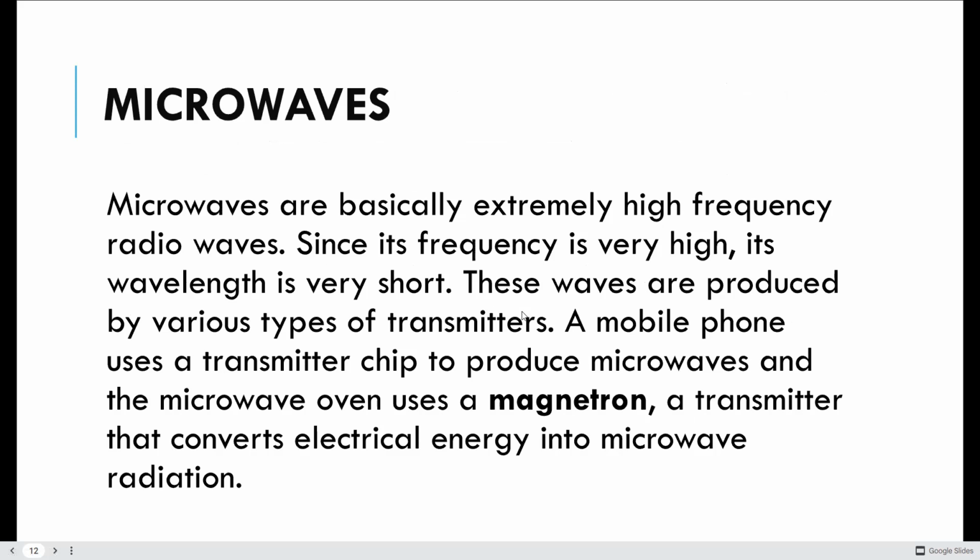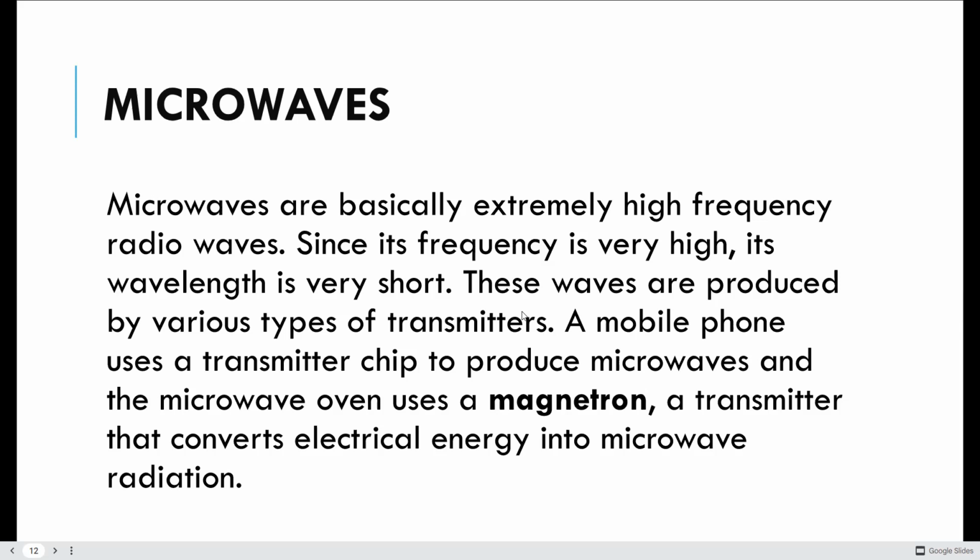Leukemia. Let's move now to microwave. Microwaves are basically extremely high frequency radio waves. Since its frequency is very high, its wavelength is very short. So again, inversely proportional. The shorter the wavelength, the higher the frequency.